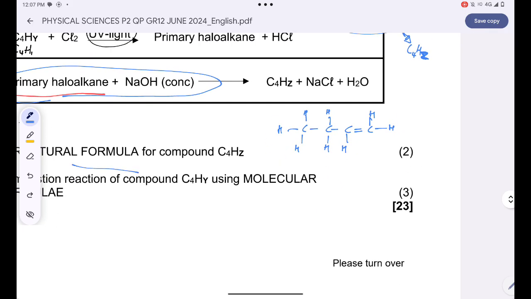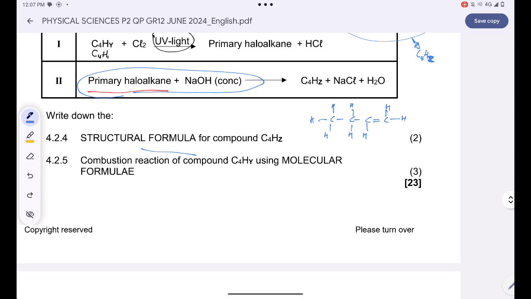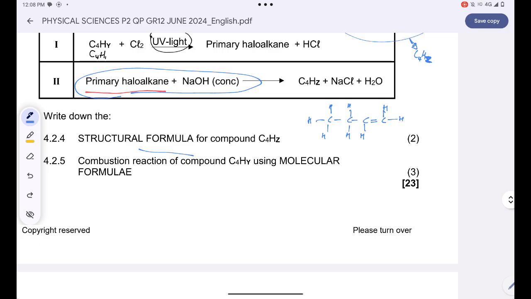And then now they want us to write down the combustion reaction of compound C4HY. Remember that, guys, C4HY is butane, so that's C4H10. For combustion, I'm supposed to react this with oxygen, and I must form carbon dioxide and water. Are you together, guys? And then all I have to do now is just balance the two sides. On the left hand side, I have 4 carbons. That means on the right hand side, I must also have 4 carbons. On the left hand side, I have 10 hydrogens, but on the right hand side, I have 2. That means I just need to write 5 over there.